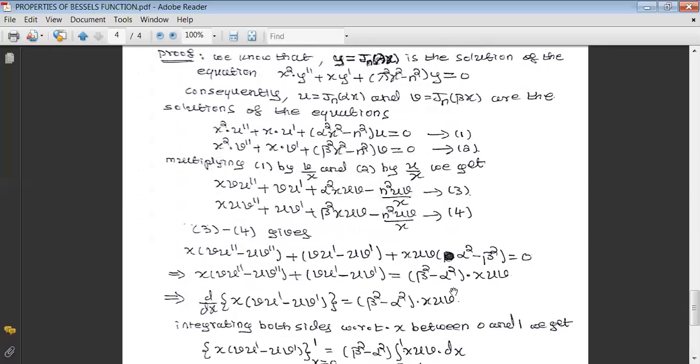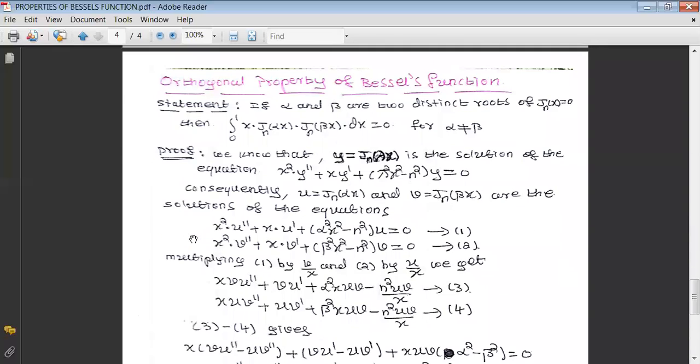And this is one important property which is called the orthogonal property of Bessel's function. That's a very important property, and it is going to be very important from the examination point of view.